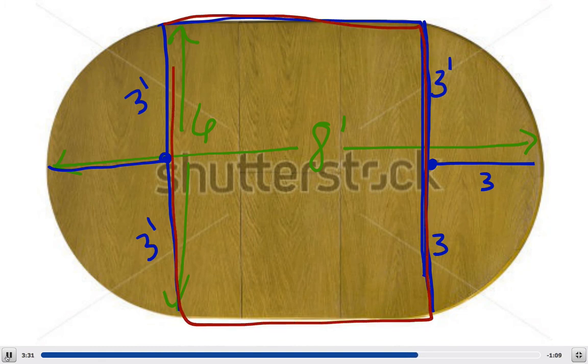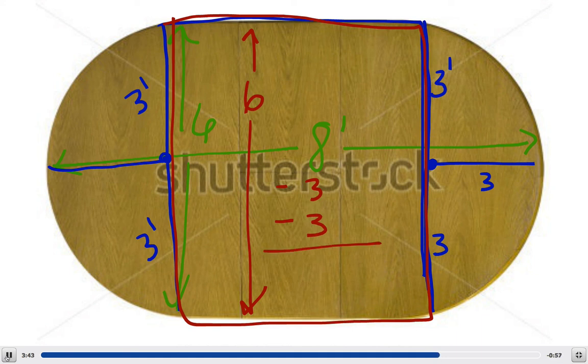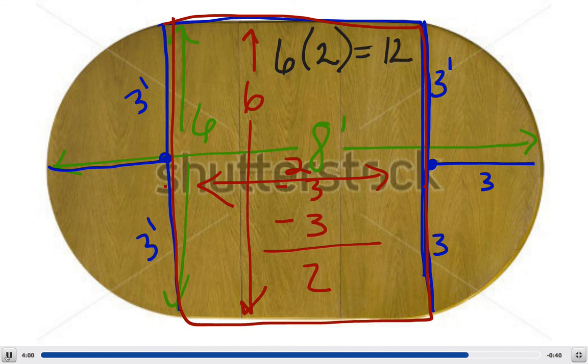We'll do this in a different color. My rectangle, I'm going to have a distance of 6 from side to side. And then 8 minus 3 minus 3 is going to give me a distance of 2 from this side to this side. So now let's find the area of each of them. So I have 6 times 2 is going to give me 12.